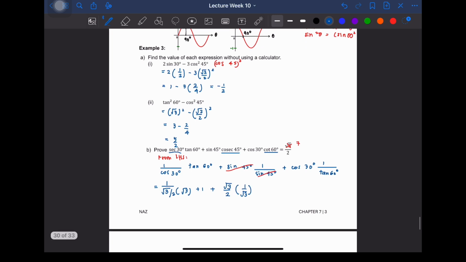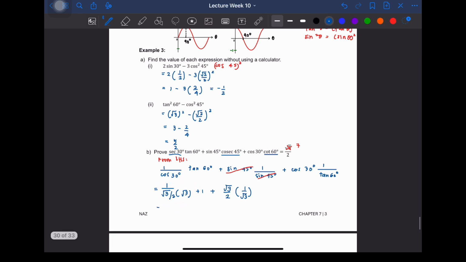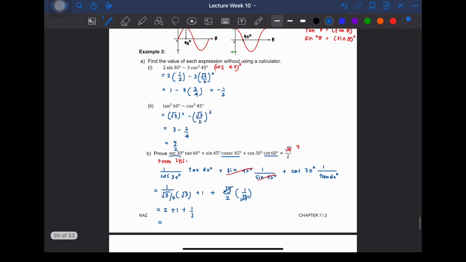Okay, so let's simplify. So this one over here is going to be equivalent to 2. Yes, 2. Okay, and then plus 1. And then for the last term, we cancel out the square root 3 and square root 3 over here. So we only have 1 over 2. Okay, and then summing all of this together, we will have 7 over 2. So it's shown.